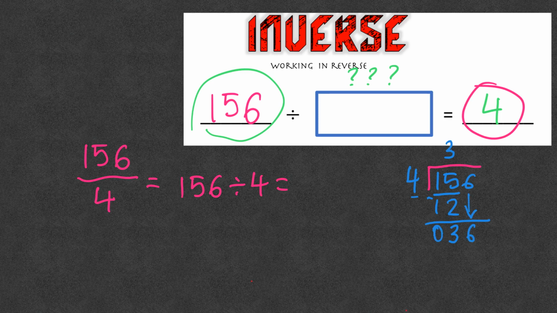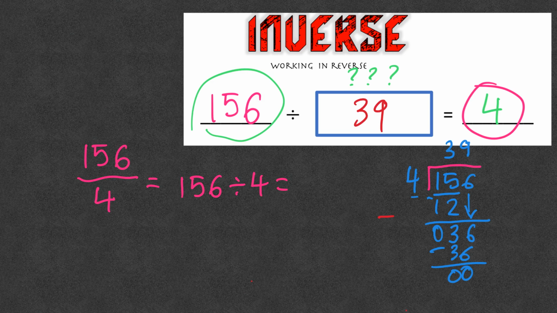6 drops down. How many 4s go into 36? And that is 9. 9 times 4 gives me 36. 36 take away 36 gives me 0. Sorry, I'm making those examples for you, so I'm not as fast as I could have been. So 156 divided by 4 gave me 39.